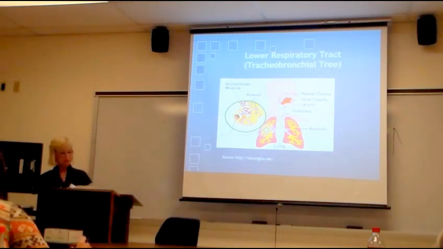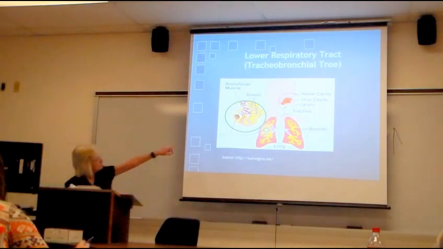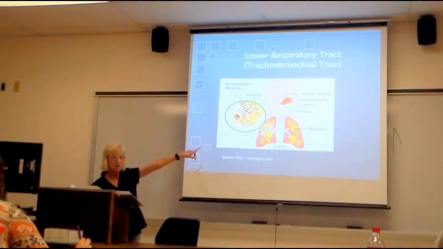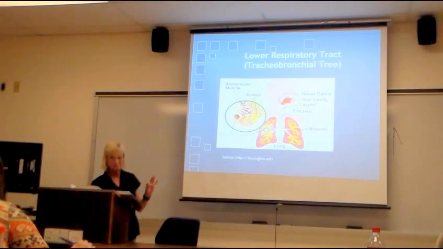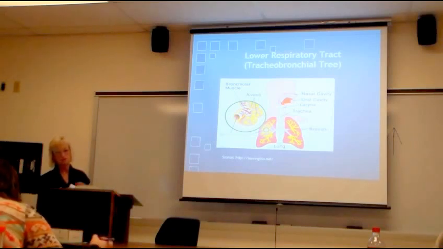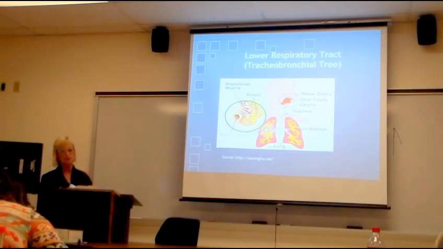The trachea starts at the end of the cricoid cartilage and branches into the right and left main stem bronchi, where you can see the right and left right there. That's the carina, where they branch in the middle. The right main stem is slightly wider, shorter, and more vertical than the left. So if you inhale something, that's usually where it ends up.